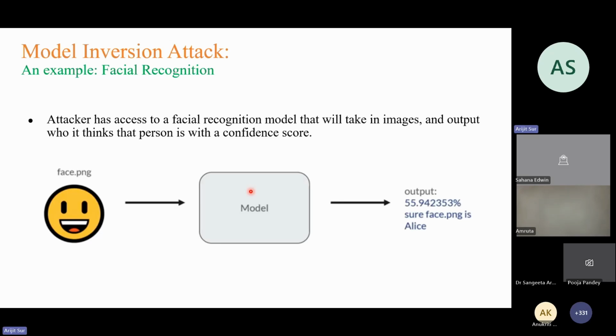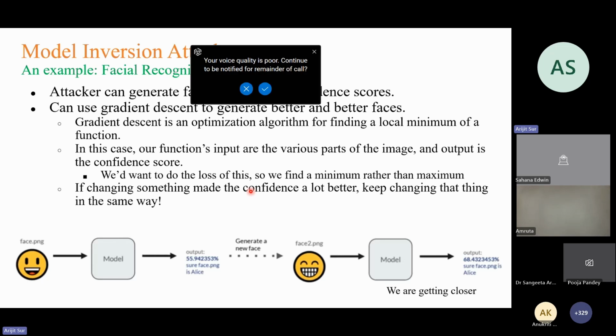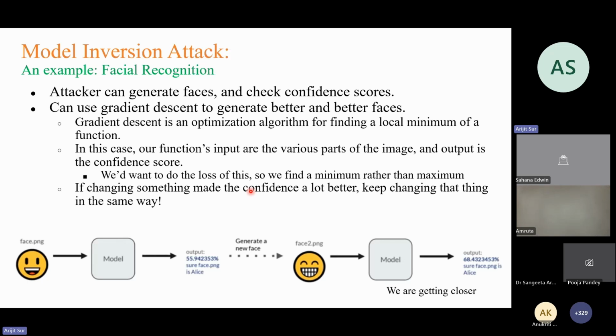Take facial recognition. The attacker has access to a facial recognition model that takes images and outputs a prediction with a confidence. With this, the attacker can generate faces and check them, doing the reverse engineering, the reverse thing. They use gradient descent to generate better and better faces. Gradient descent is the optimization that we know from machine learning, an algorithm for finding a local minimum.